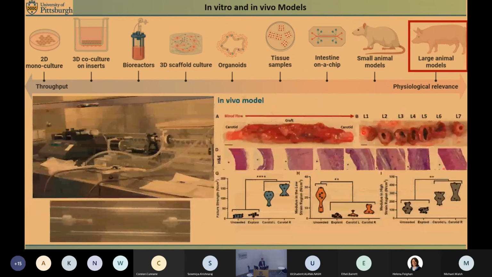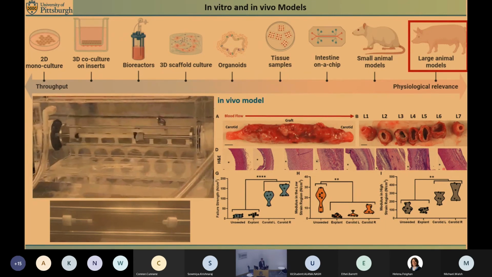So we then took it on to a large animal model. And so the trouble with transitioning from a small animal model to a large animal model is the trouble of scale. So now you're trying to make much bigger scaffolds, you're trying to produce much more therapeutics, but you're also having to change some of your technology as well. So again, I'm going to try and play these videos here.